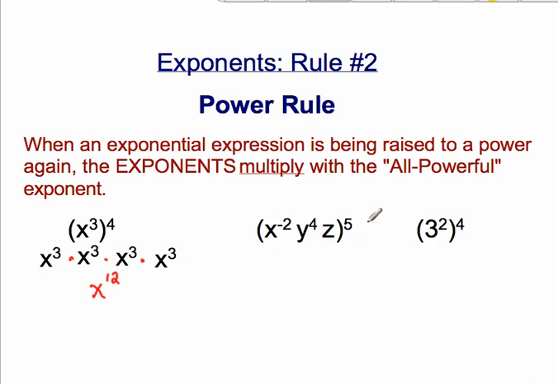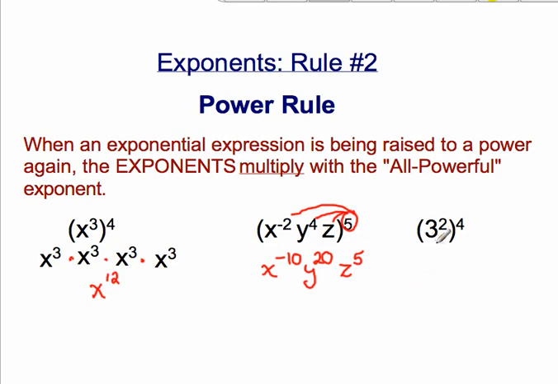So in our next problem, we have x to the negative second, y to the fourth, z, all raised to the 5th power. So we're going to take this 5, our all-powerful exponent, and we're going to multiply it times all of the other exponents in the problem. So first, on the x, we get x to the negative 10th power, y to the 20th, and then z is going to be 5 times 1, and 5 times 1 is 5. And that's how that's worked.